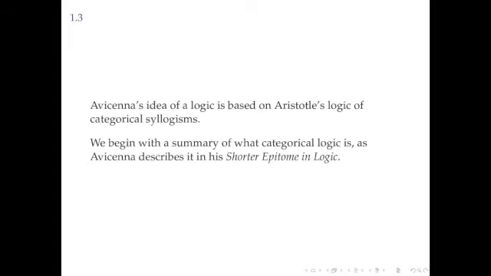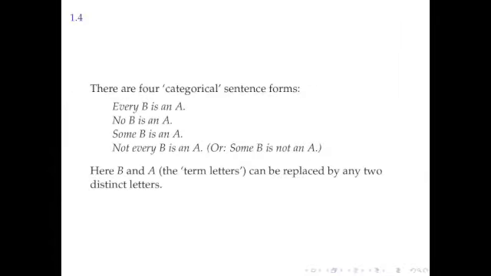Avicenna's idea of a logic is based on Aristotle's logic of categorical syllogisms. I won't assume you know these, so I'll give a quick introduction. There are four sentence forms that are called categorical as follows. Every B is an A, no B is an A, some B is an A, and not every B is an A. And the last is equivalent to some B is not an A.